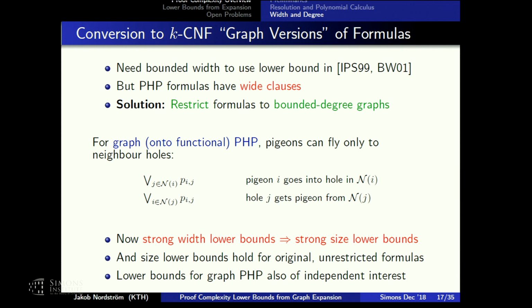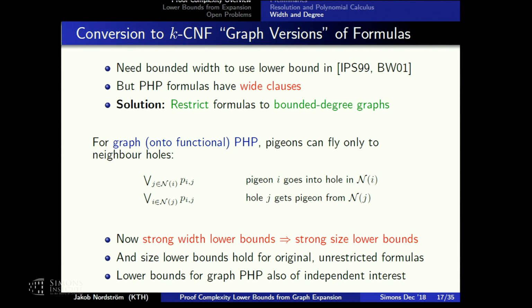So for polynomial calculus, we don't know it if you throw in functionality axioms or onto axioms. For instance, we only have it for the vanilla version, where only pigeons get holes and holes get pigeons. But as soon as I say that every pigeon gets exactly one hole, then the lower bound breaks. So how was width defined?